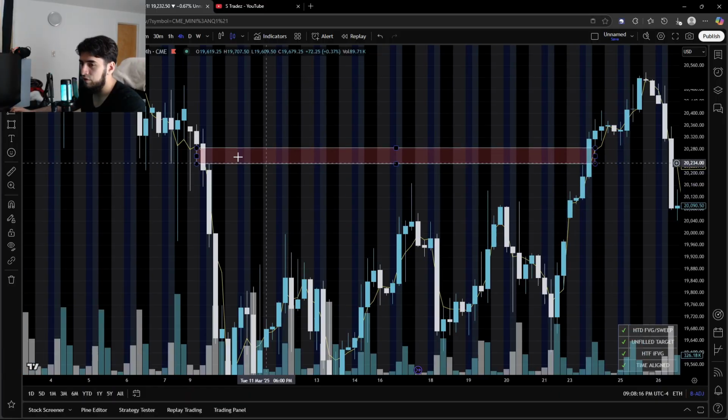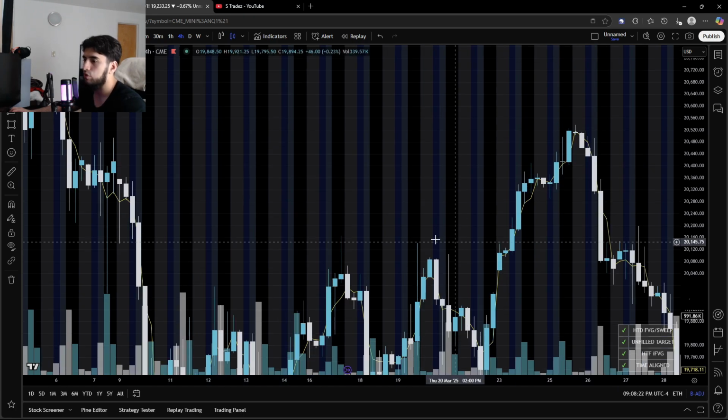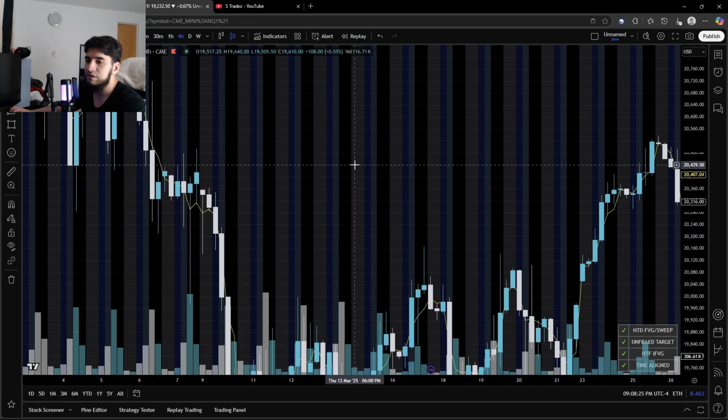Then we have this another fair value gap, which is our last and final fair value gap in this leg, right? But it also got inverse, and price ended up going higher. So this constantly keeps on happening, guys.